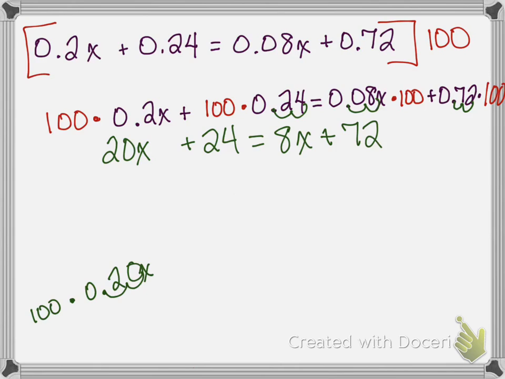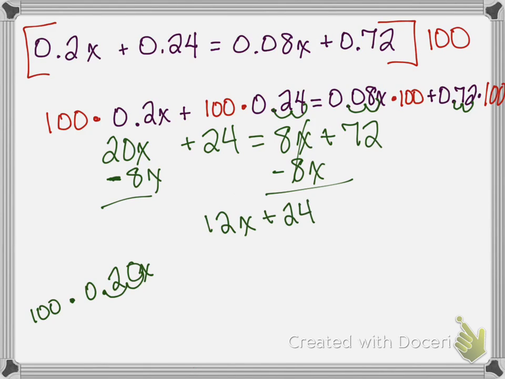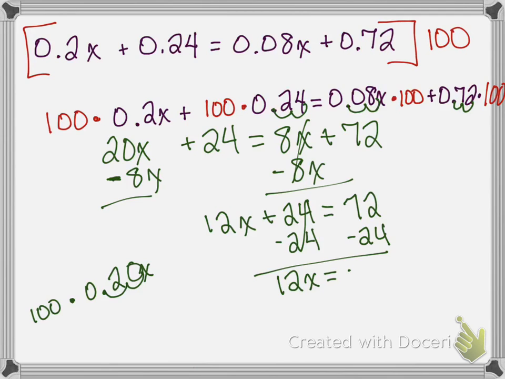How do we solve this? Combine the like terms with the x to the other side. Absolutely. We're going to subtract 8x. Good, and you're correct. You got it. So we're subtracting 8x from both sides. So I am left with 12x plus 24 equals 72. Okay, now I am subtracting 24 from both sides. I'm left with 12x equals 48.